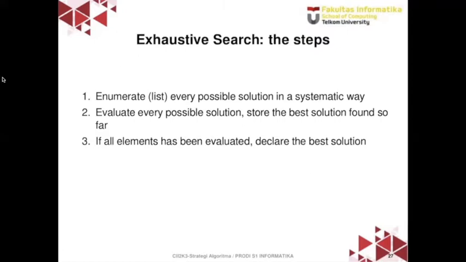The steps we need to follow for an exhaustive search: first, we need to enumerate or list every possible solution in a systematic way. We need to do it in a systematic way to make sure that we don't leave out any possible solution. And after that, we need to evaluate every possible solution and store the best solution we found so far. If all our elements have been evaluated, we then declare the best solution.